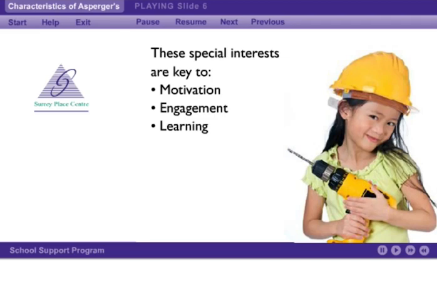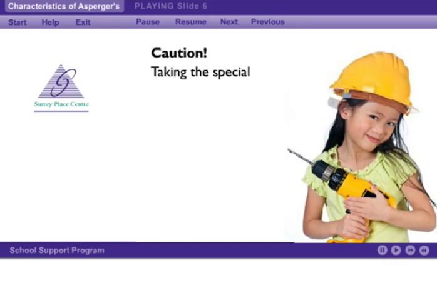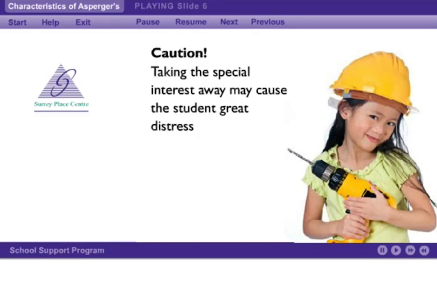Whatever their interest may be, these interests are so strong that they can occupy the students every waking hour by talking, thinking, and engaging in them whenever possible. Caution should be used when controlling access to their interests, as taking them away may cause the student great distress.